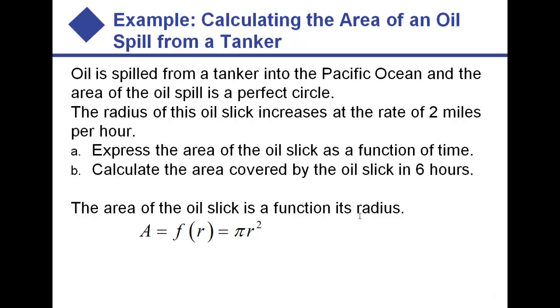Here's another example. We can calculate the area of an oil spill from a tanker. So if oil is spilled, we know that the area of the oil spill is going to be a perfect circle. I mean, it's not going to be in real life, but if there wasn't any friction and waves and things like that, then oil would go out in a perfect circle. The radius of this oil slick increases at a rate of 2 miles per hour. They want you to express the area of the oil slick as a function of time, and then calculate the area covered by the oil slick in 6 hours.